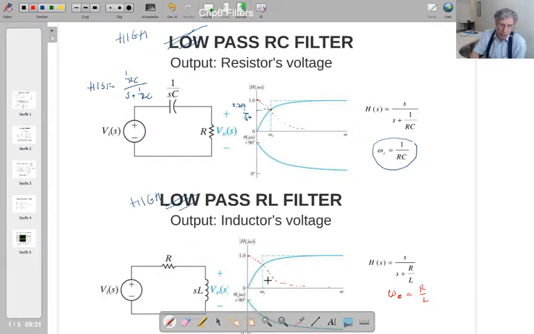So you could see here, low frequencies are in general not observed at the output. At high frequencies, you can see the input signal exactly at the output, so it is a high pass filter.